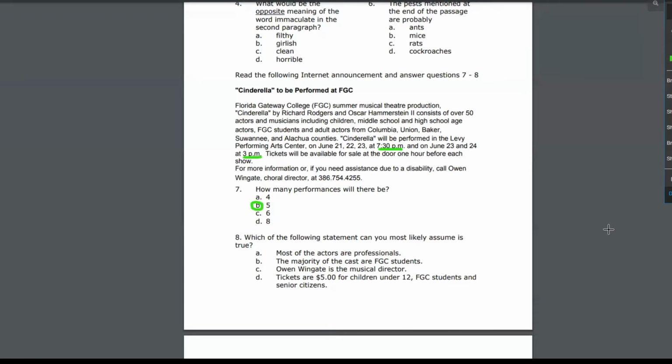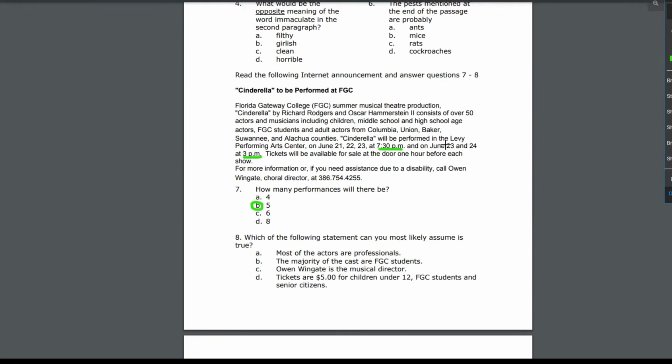All right, number 8 says, which of the following statements can you most likely assume is true? It says most of the actors are professionals. The majority of the cast are FGC students. Owen Wingate is the musical director. Tickets are $5 for children under 12, FGC students, and senior citizens. So we have to go through each of those scenarios to see if it's true based on the information they gave us. So the first one says most of the actors are professionals.